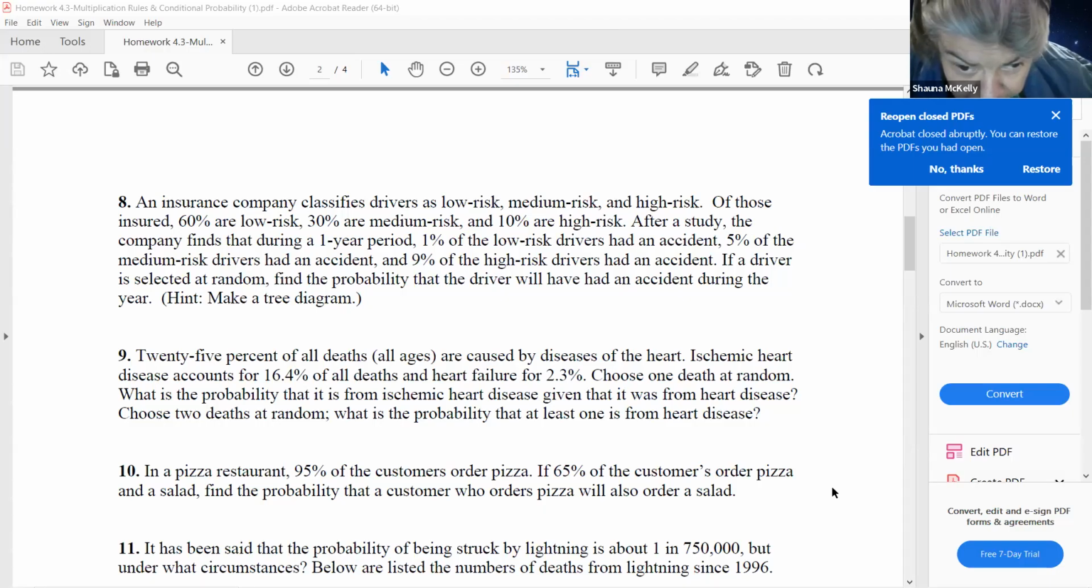In this video, we'll be looking at number 10, which reads this way. In a pizza restaurant, 95% of the customers order pizza. If 65% of the customers order pizza and a salad, find the probability that a customer who orders pizza will also order a salad. So here, this is what we're looking at.